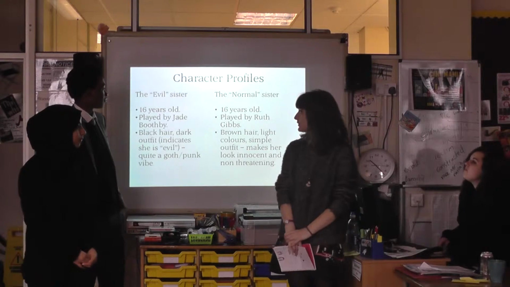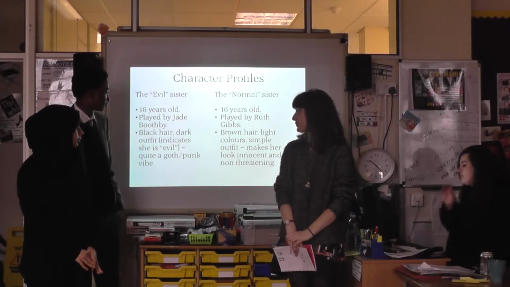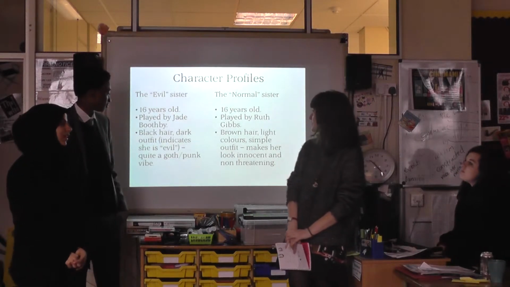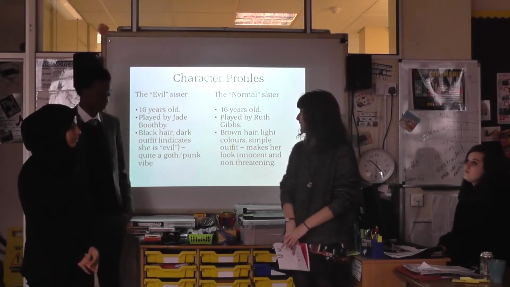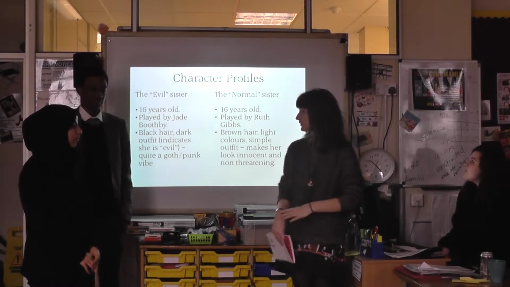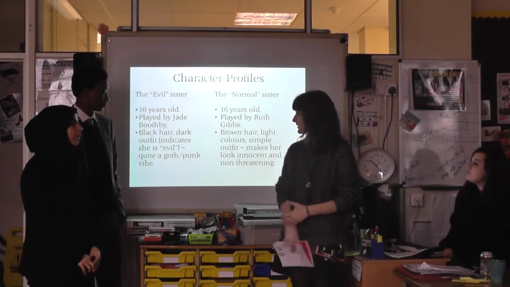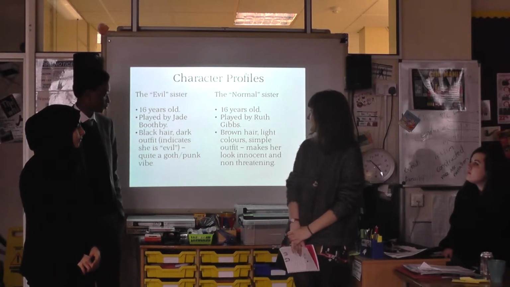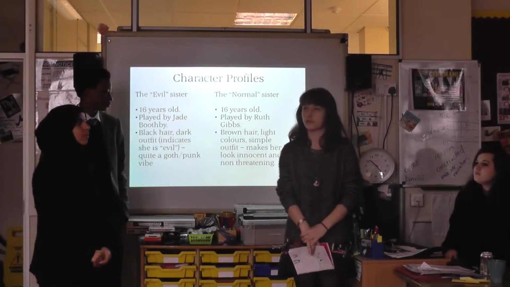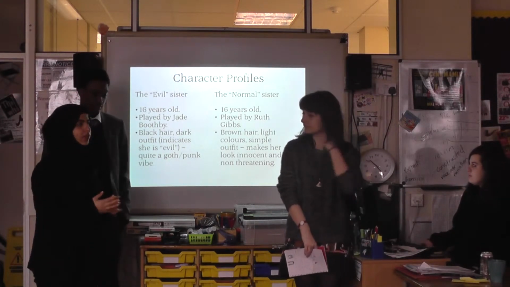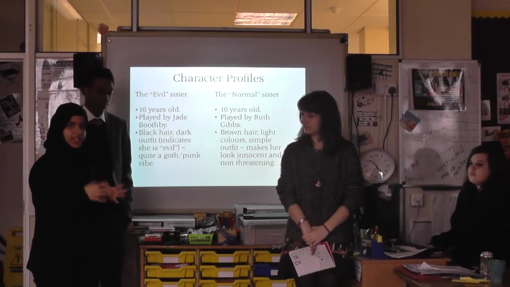Character profiles. The evil sister, we've chosen both of them to be around 16 years old. The evil sister will be played by me, and the normal sister will be played by our friend Ruth. As Sammy mentioned, they're going to have very conventional evil and good appearances. The evil sister will have dark hair, a dark outfit, kind of a goth punk vibe. The normal sister will have brown hair and light colours, and they'll make her look very innocent and non-threatening. We also thought about having a halo-like light following the normal sister, even throughout the baby pictures, so you can obviously see that there's a difference.